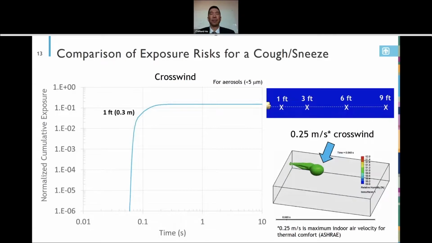So we looked at a crosswind scenario. If you can be crosswind of others, if you're talking or in a group of people, that's probably the best scenario. You minimize exposure for everybody involved. As you can see in this plot on the left, for a crosswind scenario, for 3 feet and beyond, there was no exposure in these particular cases. So the takeaway here is in a group environment, if there is an airflow you can feel or sense, try not to be downwind, try to stay upwind or crosswind.